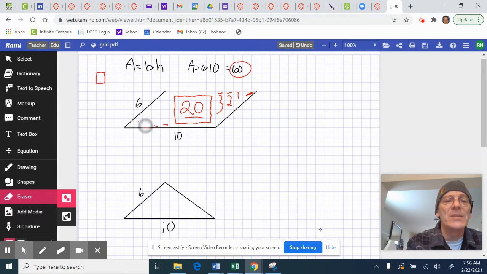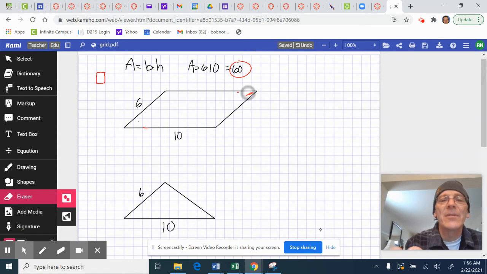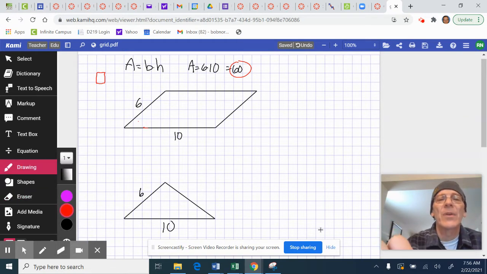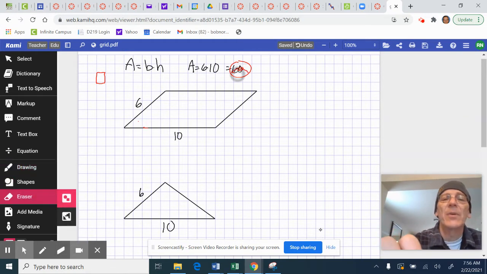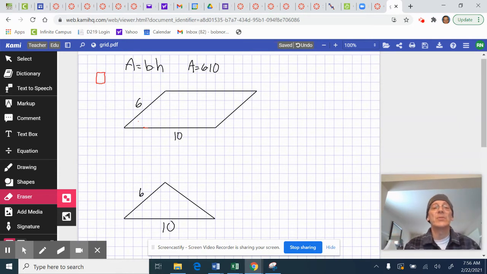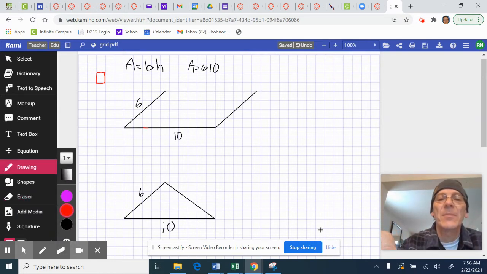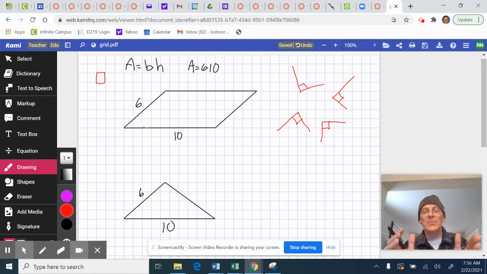But the formula is base times height, okay? And the 10 can be the base, right? Base can be any side of the parallelogram that you want. Excuse me, I gotta get my eraser. Base can be either side, so I'm going to use the 10 as the base. But then the height, I was saying this last time, base and height must be lines that are at right angles to each other. Whatever direction they're going doesn't matter. They can be at any sort of angles with respect to the page, but they must be at right angles to each other.